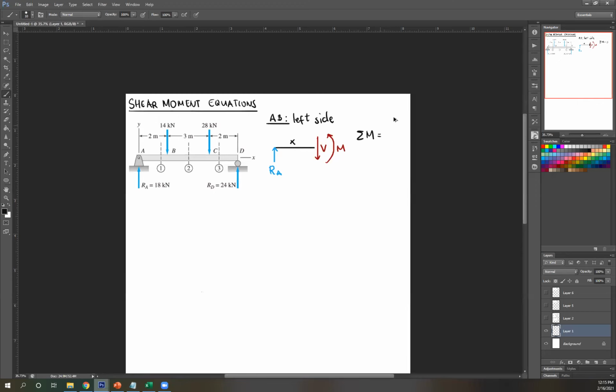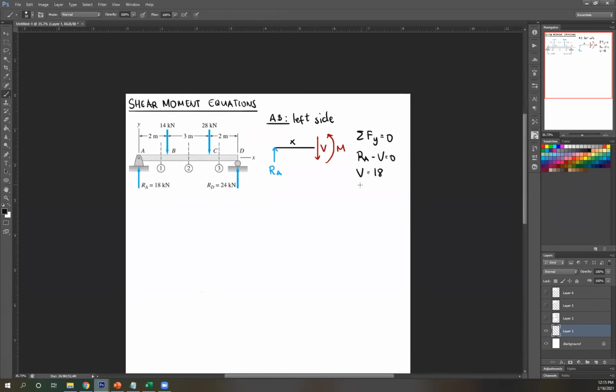Summation of forces first. Summation of forces in y equals 0. So RA minus V equals 0. Again, we're looking for V. So V equals RA, and RA is 18, so 18 kilonewton. And then our answer is positive, therefore the assumption was correct.